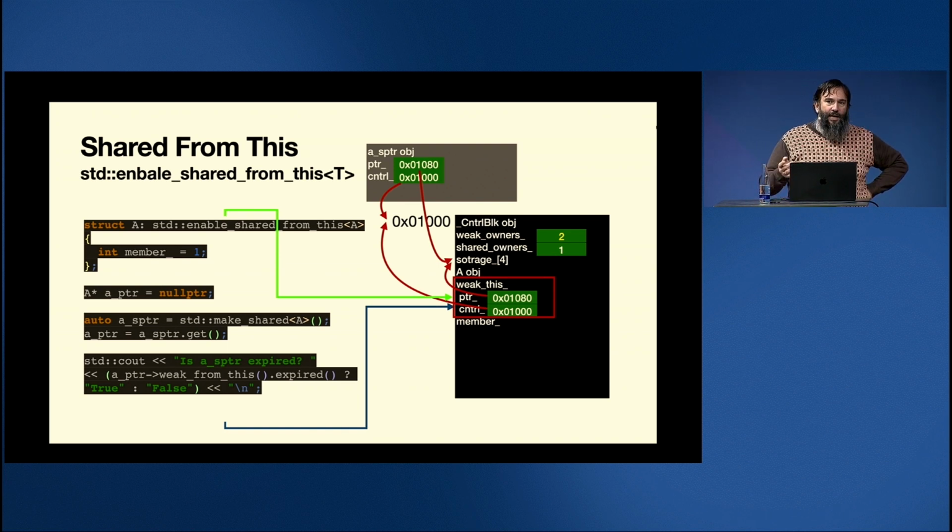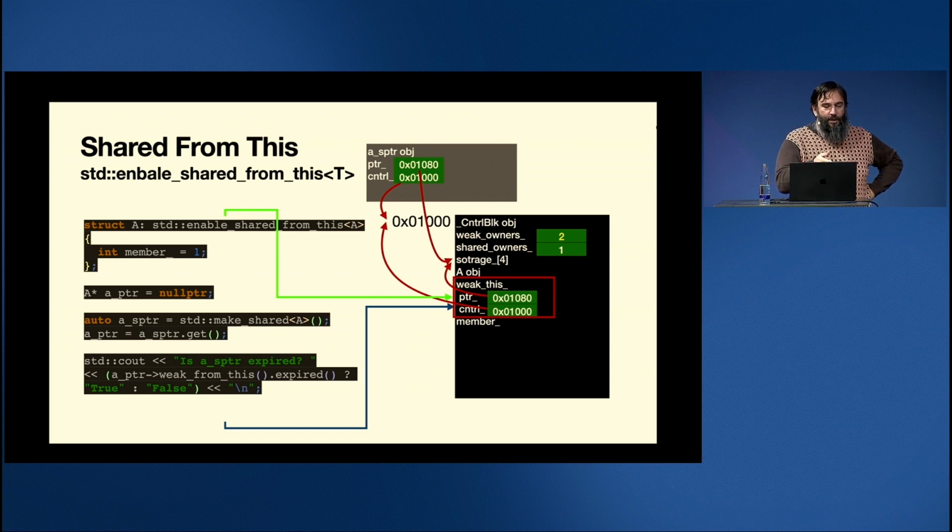Enable shared from this allows us to retrieve a shared pointer from an object where we have only a reference to, or when we have a pointer to that object. So if it has been allocated with a make shared, for example, then you can retrieve that element. How is it doing it? Well, it internally stores a weak this, which is a weak pointer pointing to its control block. And you have this weak from this call or the shared from this, and then you have an expired method on it.